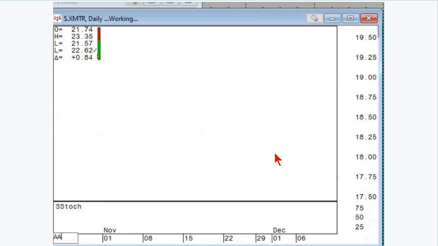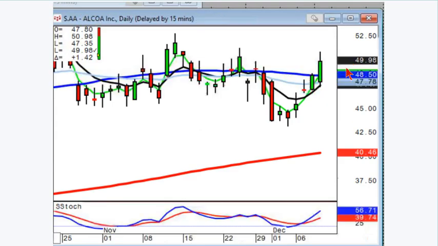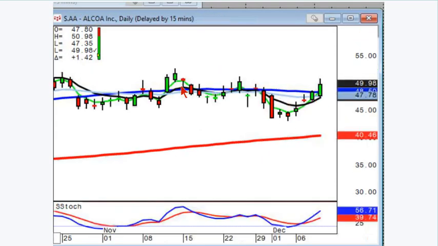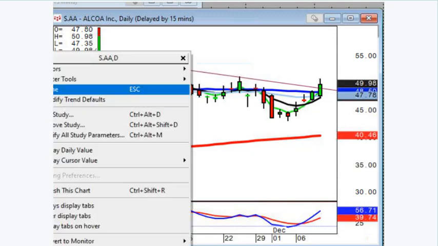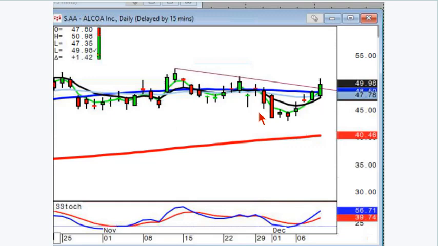XMTR. A few people are commenting on Alcoa today. Another doji sandwich, kind of breakout, and the breakout is kind of right here. So that's one you could be buying. Won't make a heck of a lot of money with it, percentage-wise, but it's moving in the right direction.